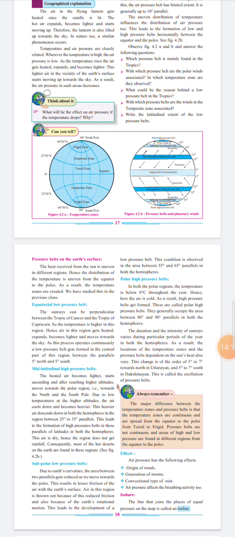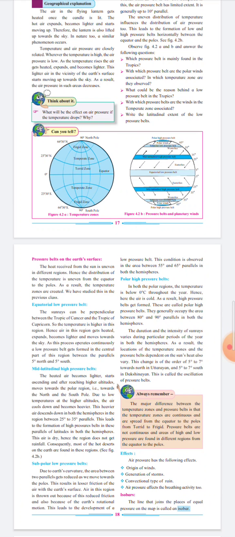Students, always remember that the major difference between the temperature zone and pressure belt is that temperature zones are continuous and are spread from equator to the poles, from torrid zone to the frigid zone, but pressure belts are not continuous, and areas of high pressure and low pressure are found in different regions from the equator to the poles.